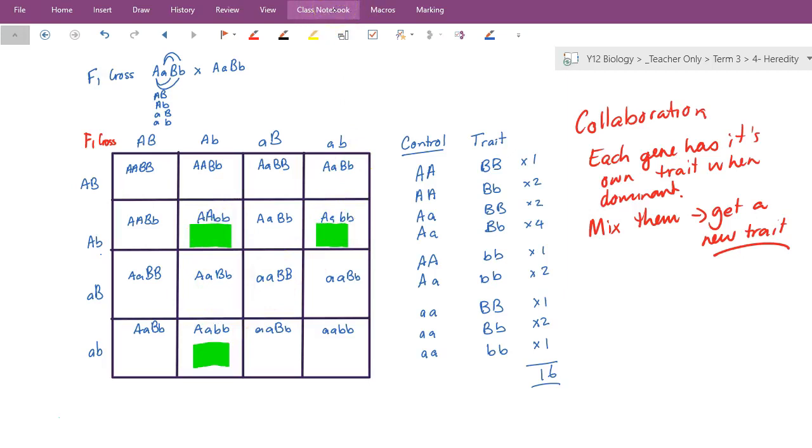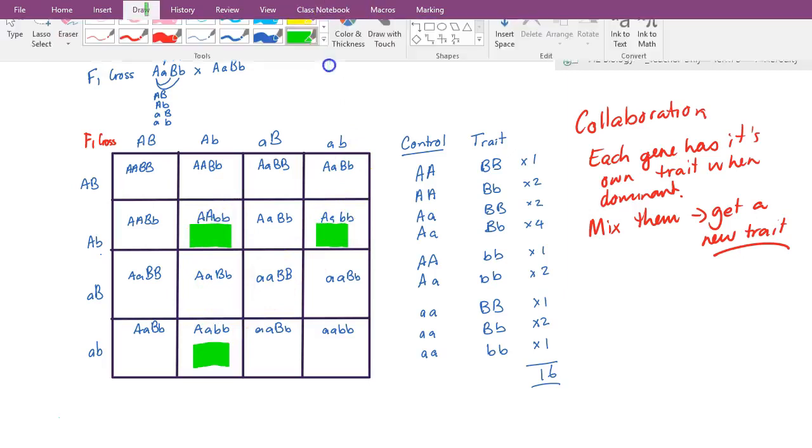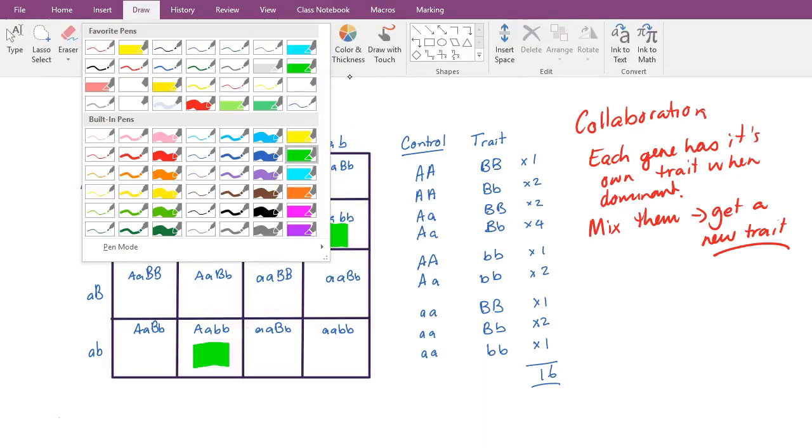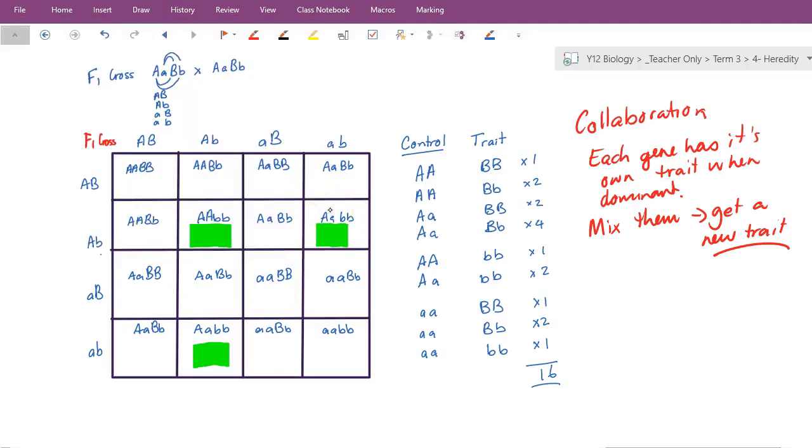Now let's look for the other version, the rose comb. So let's get a nice rose color here. So this is where you have no dominant A's and only dominant B's. So here, and here, and here, and that looks like all of them. So they're the only times with this cross that you'll see just a P gene or just a rose gene.